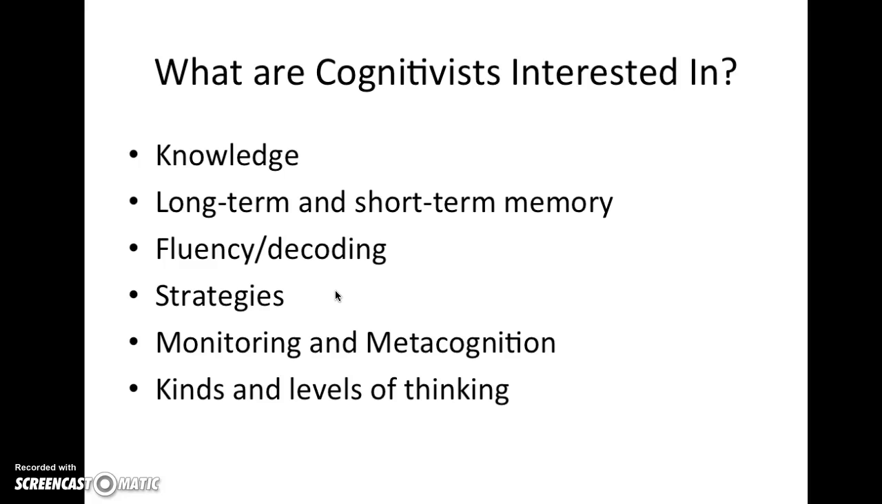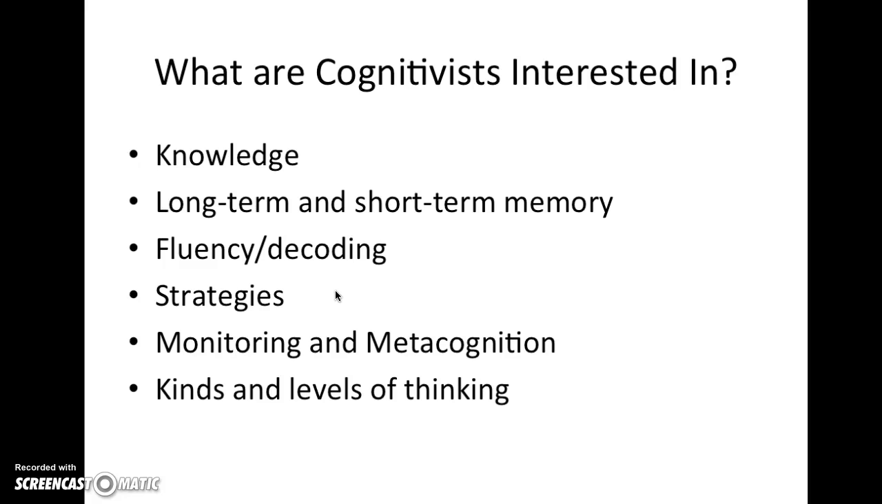Fluency and decoding are obviously really important. How do we visually perceive text, and how does the brain unpack it, decode it? They're interested in strategies, which we've talked about, and we'll talk about again in your group task as well. Like, how do we structure our experiences with text? They're also interested in monitoring and metacognition. They're interested in the ways in which the brain functions in the process of reading. And they're also interested in the kinds of levels of thinking we do as a result of text, for text, to construct text as well.